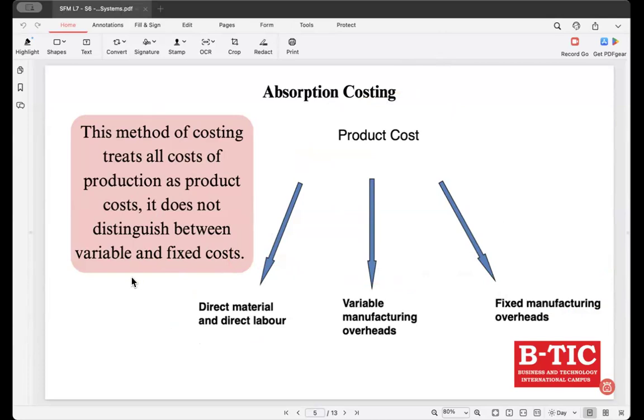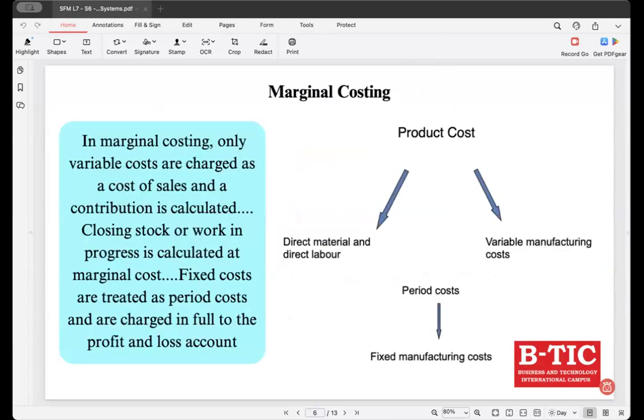And now let's move on to marginal costing. Right, marginal costing is a little different from absorption costing. Now, in marginal costing, they only include variable costs. As you can see here, look at the definition. This is a definition that is taken from CIMA.